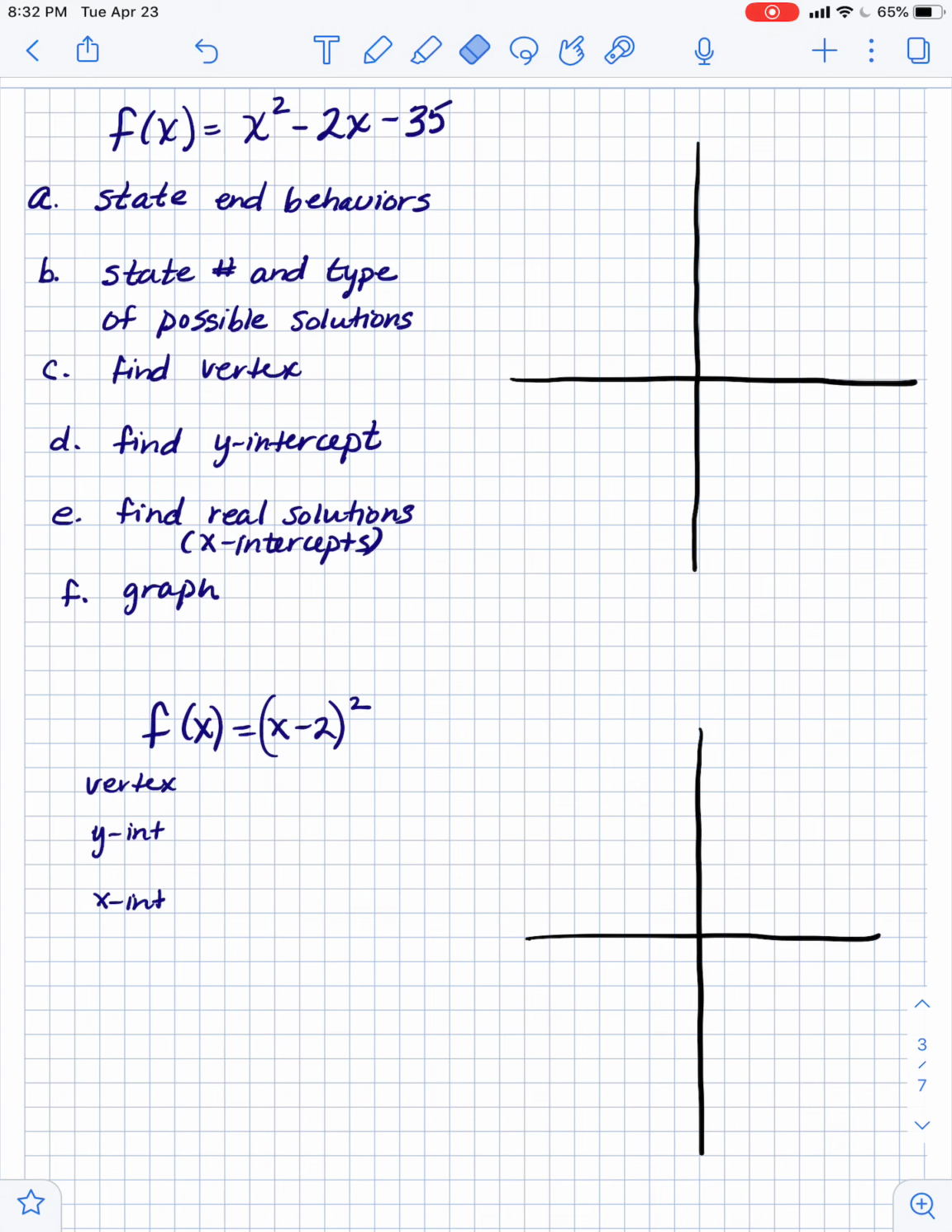Okay, so we're going to go ahead and get started. This first one, and I forgot to put some of the questions on here, but the first one would be, what is the degree of this polynomial? Okay, so the answer to that question, your degree in this case, is that this is a degree 2. And if it is a degree 2, what will be the end behaviors of this graph?